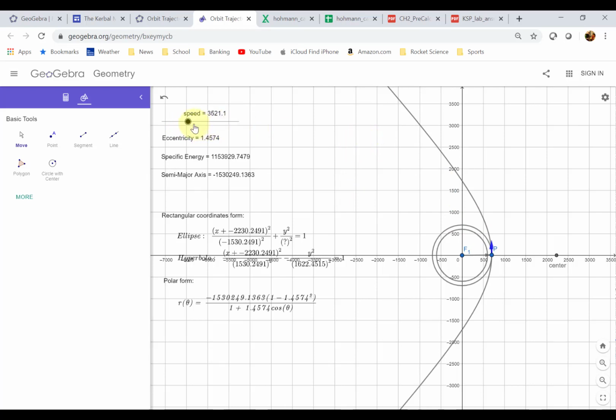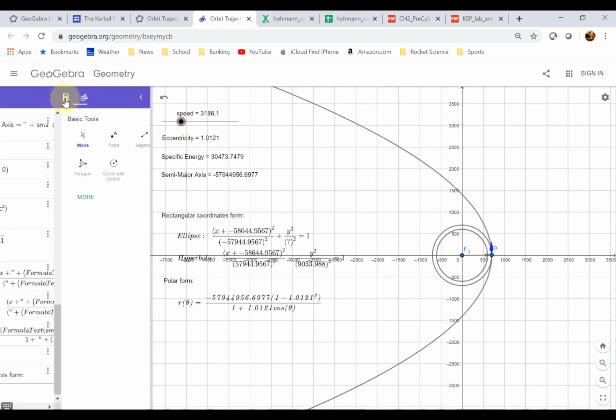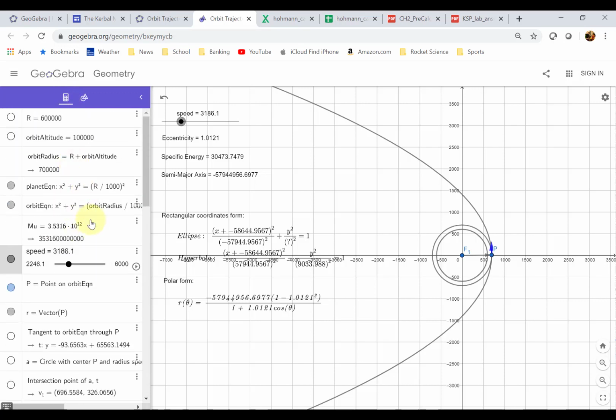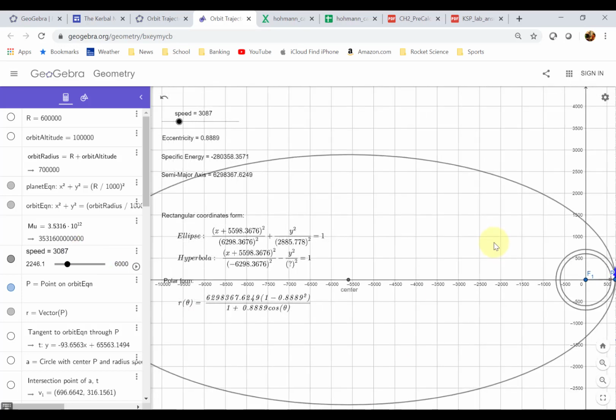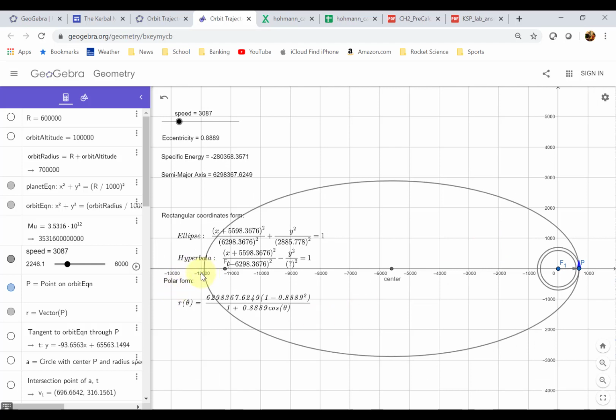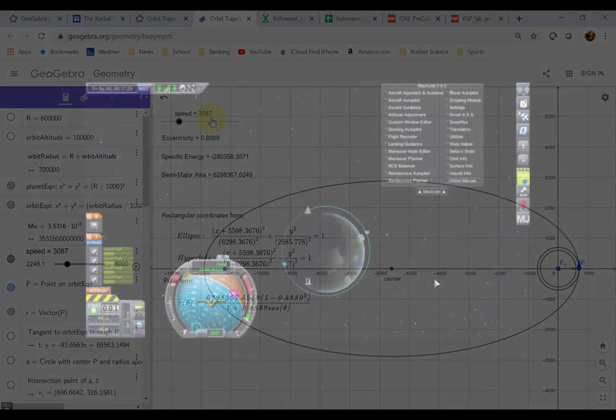If you blow past 1, it becomes a hyperbolic orbit, which is going to escape the gravity of Kerbin. So that's too fast. 3,500 meters per second is too fast. Let's bring that back down to around 3087, and that will reach right out to about where the Mun is. So this is roughly the target eccentricity, the target speed for the translunar injection. Let's see what actually happens back in the game.